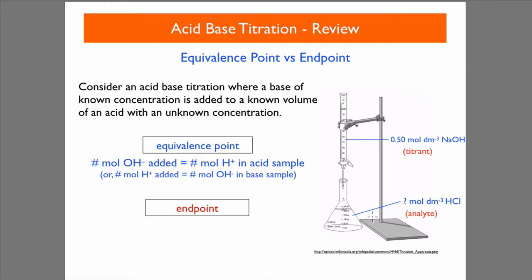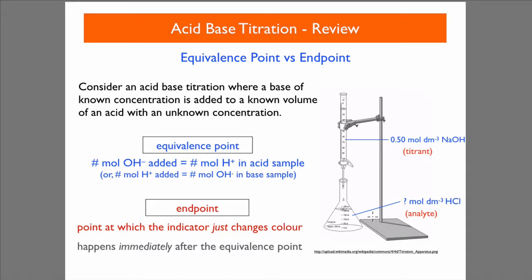The end point is just the point at which the indicator just changes colour. It happens immediately after the equivalence point. And we can assume that the end point equals the equivalence point if you're using the right indicator.